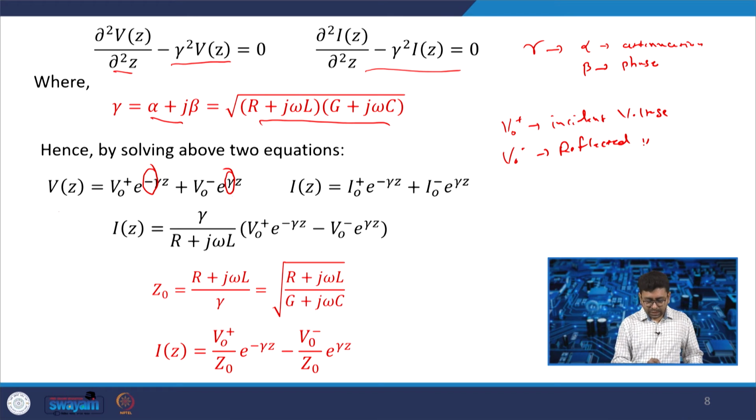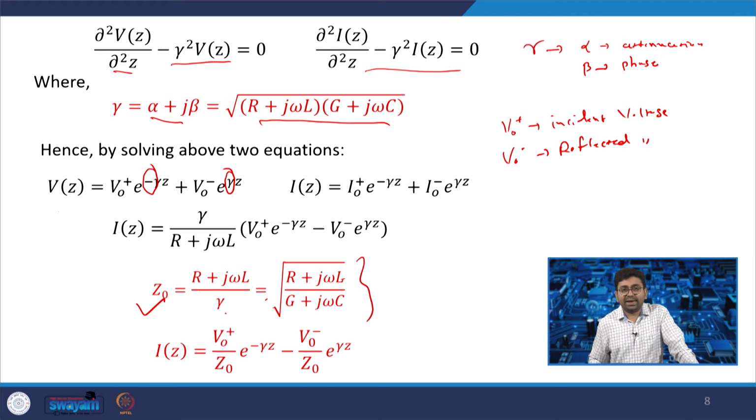The same thing you can also write in terms of current: if you divide by the impedance, you represent the current also in terms of V0+ and V0-. So your Z0 is given by (R + jωL)/γ, which is equal to the square root of (R + jωL)/(G + jωC). This is a very important equation.